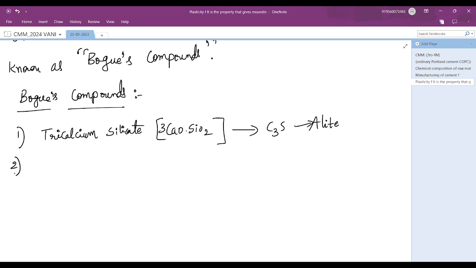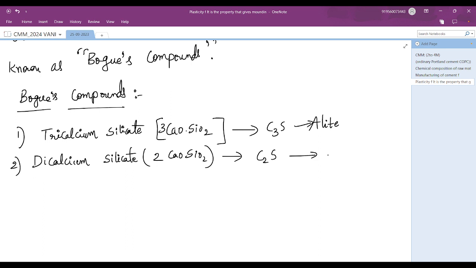Next is dicalcium silicate, that is 2CaO.SiO2, abbreviated as C2S, and in literature it is called as belite.